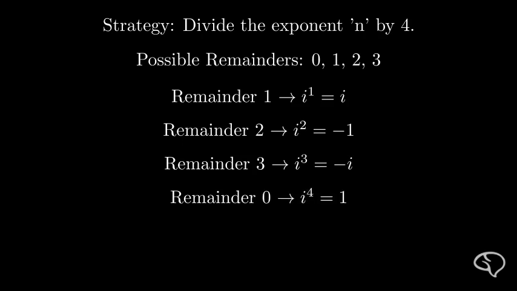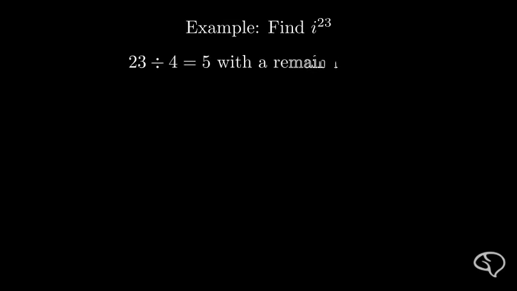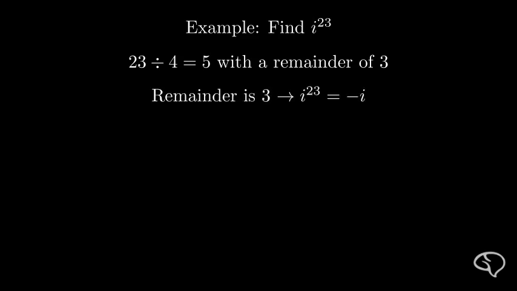Let's try an example to see this in action. Let's find the value of i to the power of 23. First, we divide the exponent, 23, by 4. 23 divided by 4 is 5, with a remainder of 3. This means that 23 is 5 full cycles of 4, plus 3 more steps. The remainder is 3. Looking at our rule, a remainder of 3 means the answer is negative i. Therefore, i to the power of 23 is equal to negative i.